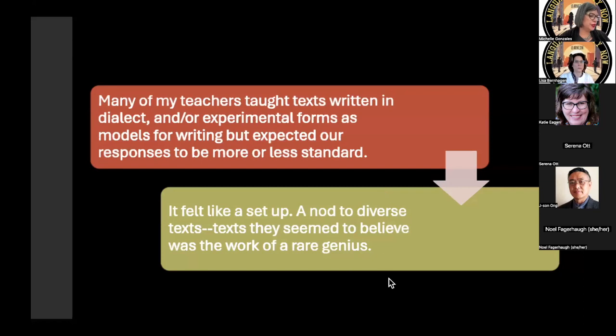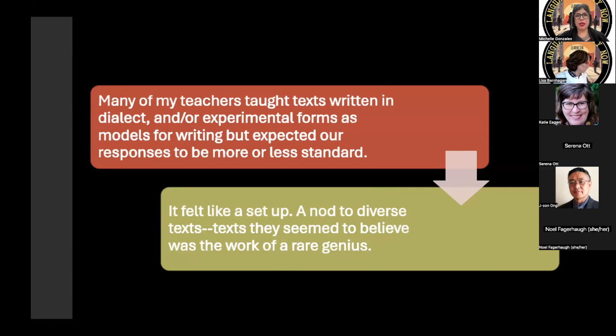Many of my own teachers taught texts written in dialect or experimental forms as models for writing, but expected responses to be more or less standard. I remember that this felt like a setup, a nod to diverse texts the teachers seemed to believe was the work of a rare genius.